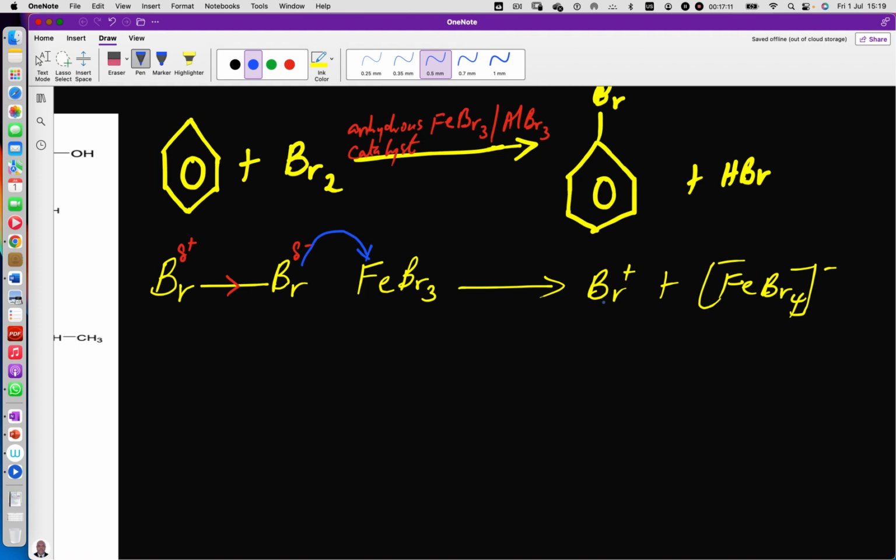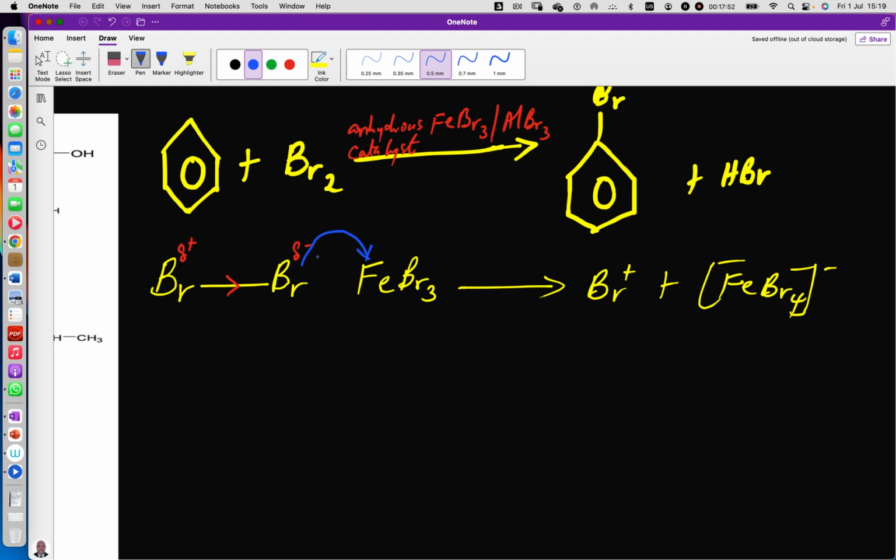But the first thing is how the electrophile is generated. You should know that the iron 3 bromide that I'm using here will polarize the bromine-bromine bond, thereby creating the electrophile. How does it do this? It does this in the following ways.